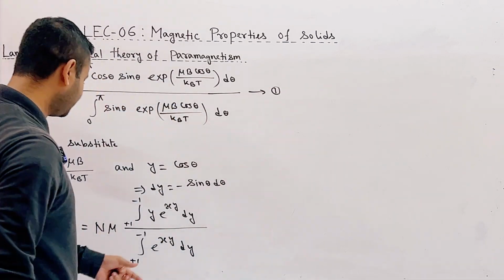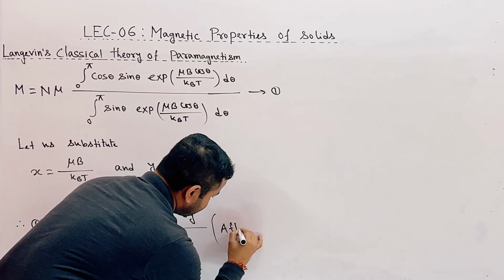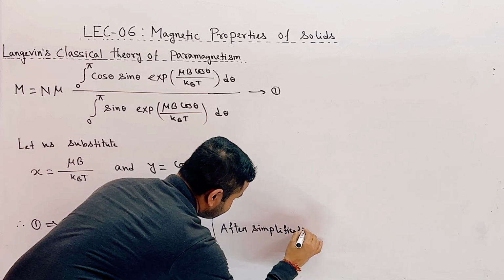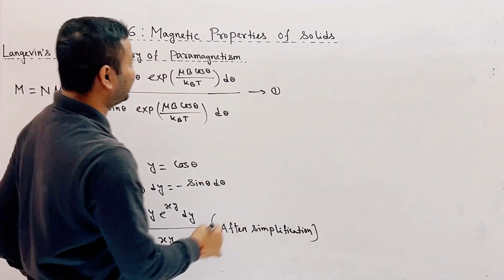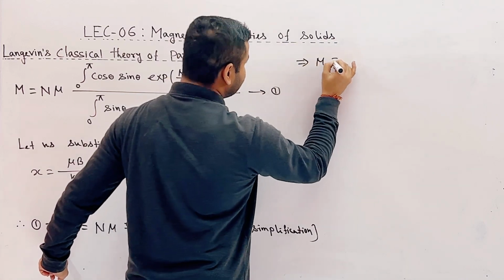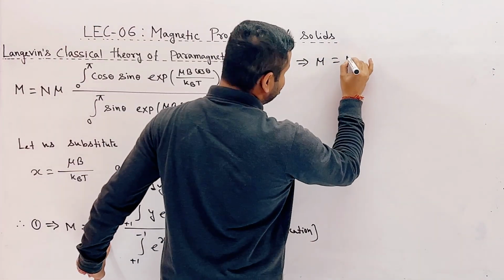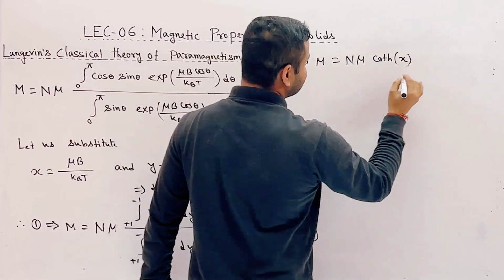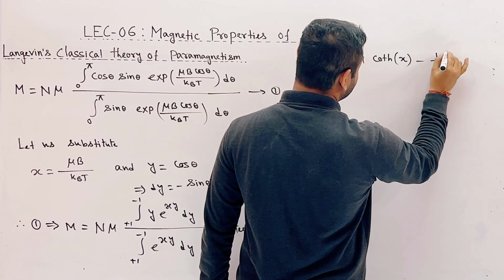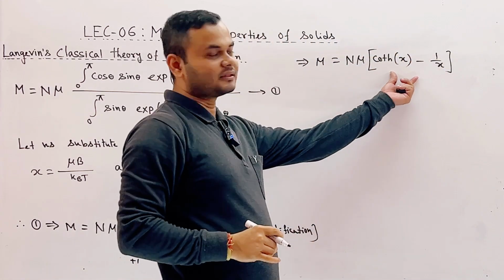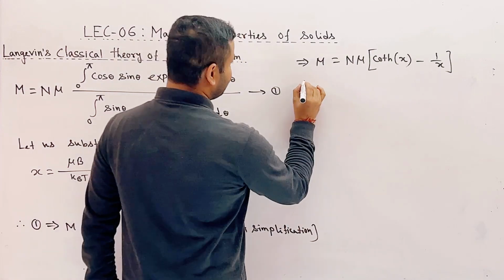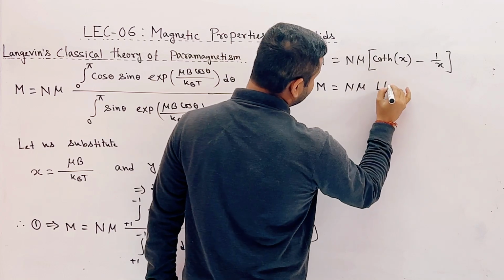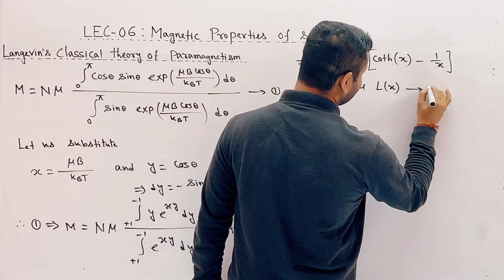So after simplification we will get the total magnetization M as n mu into coth x minus 1 by x. And this term is known as the Langevin function. So M will be equal to n mu into Langevin function. Suppose this is equation number 2.